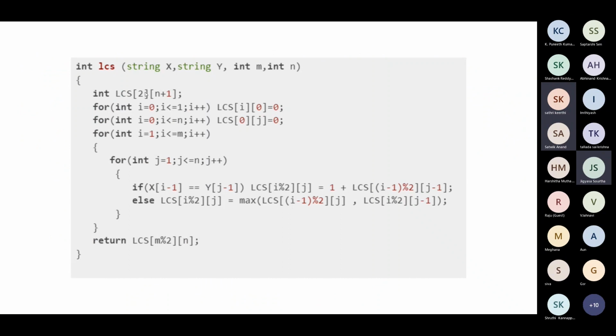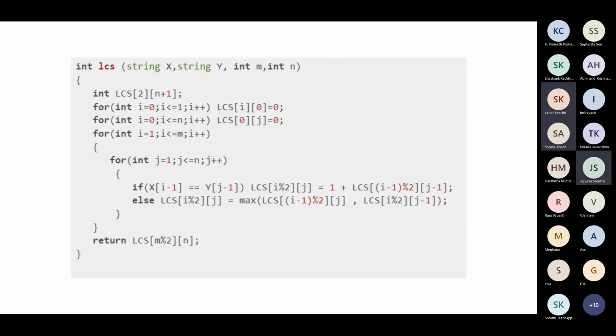The same thing you can use here too. The first row will be initialized to 0, and later you will use this code where you use i percentage 2 to fill it: i minus 1 percentage 2 will get the above row, and i percentage 2 will get the current row. In the same way you can return the LCS of m percentage 2, n, which will give you the answer, and the space complexity will be linear.